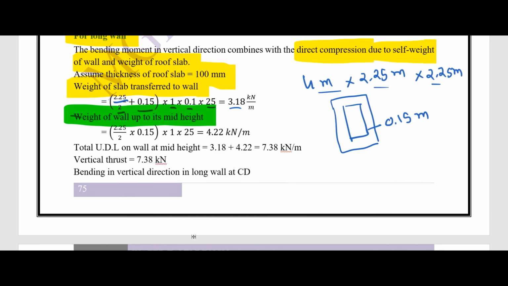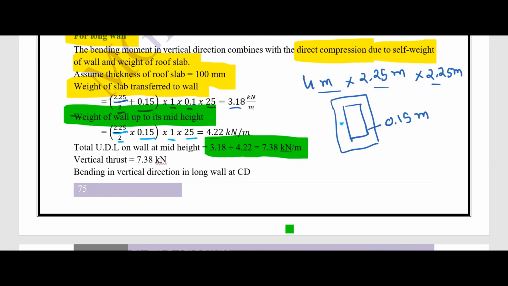We decide we are going to take wall load from the half area. Weight of wall up to mid height: 2.25 meter length divided by 2, multiplied by 0.50, multiplied by 0.50 width and 25 density, so it is 4.22. Now the total UDL of weight is 3.80 plus 4.22, which is 7.38 kilonewton per meter.